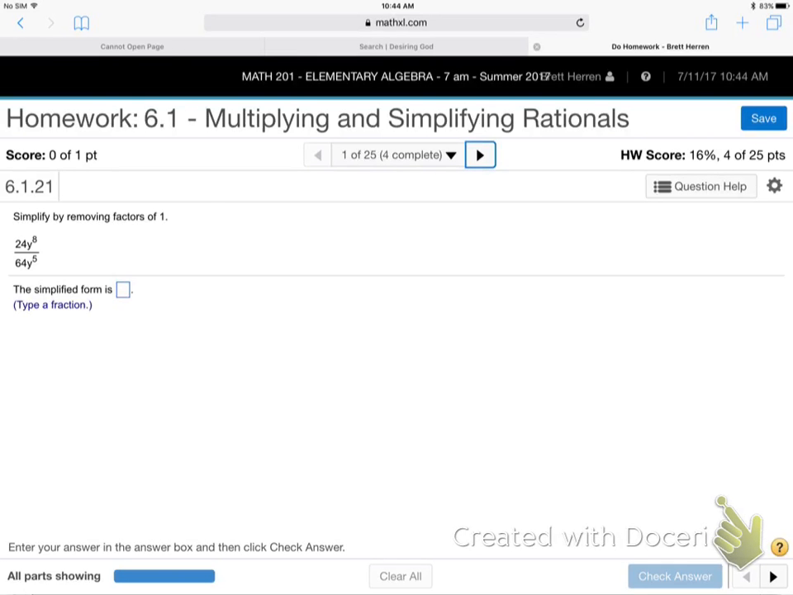Okay, so there we go. Our question is 24 y to the 8th over 64 y to the 5th, and we want to simplify.